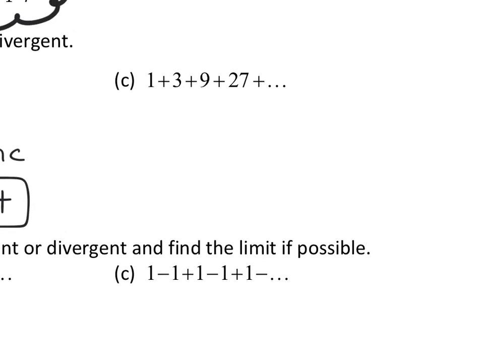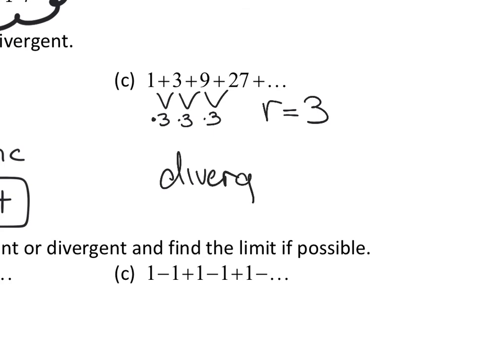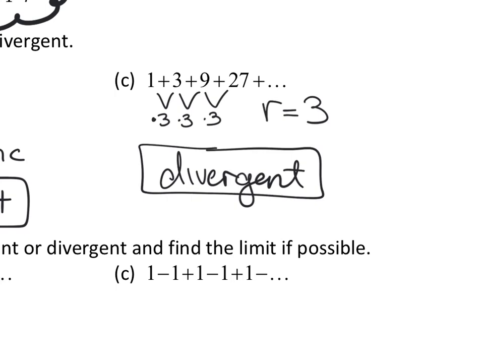Yeah, this one's changing by multiplying by 3, right? So if it's multiplying, is that arithmetic or geometric? Geometric is the one where we're multiplying, which means it has a common ratio, and that common ratio is 3. Based on the notes that you can see at the top, if that common ratio is 3, which is bigger than 1, would this be convergent or divergent? Divergent. This is a divergent series. There's not going to be a limit at infinity because it's just going to keep getting bigger and bigger and bigger. It's technically going to infinity itself.